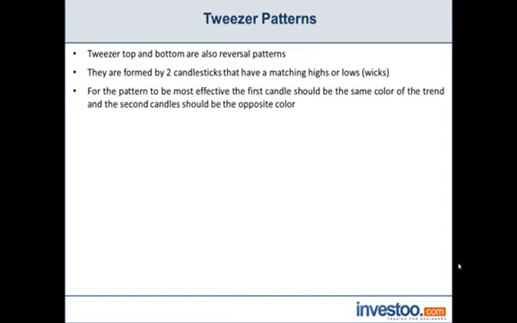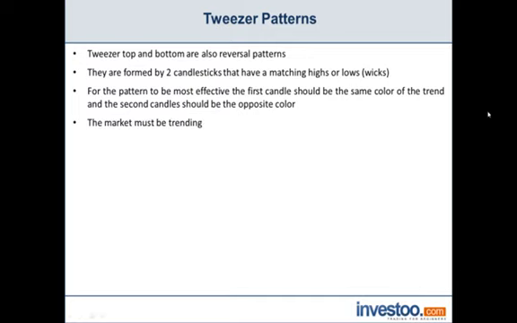For the pattern to be most effective, we have a couple of rules too. The first candle should be the same color of the trend. This means that in an up move, the first candle of the pattern should be blue or bullish, and in a down move, the first candle of the pattern should be red or bearish. And the second candle should be the opposite color, which means that in a tweezer top formation, the second candle should be bearish, and in a tweezer bottom, the second candle should be bullish.